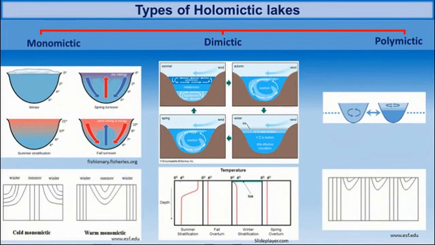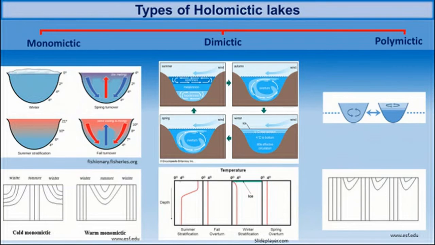Then if we talk about holomictic, we can have three more classifications. One is monomictic. Monomictic means there is only one layer throughout the year, and the mixing is also uniform within that layer. Another is dimictic. Dimictic means there are two layers, or mixing takes place in two ways. First, you can see this is one way during summer where the whole water becomes stratified and water mixes, at least for two layers.